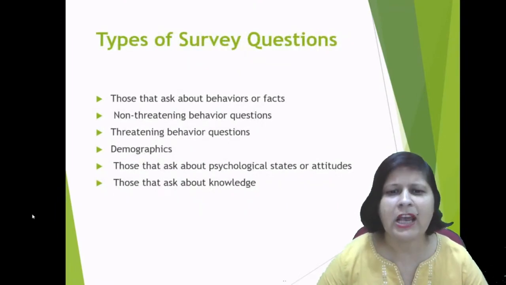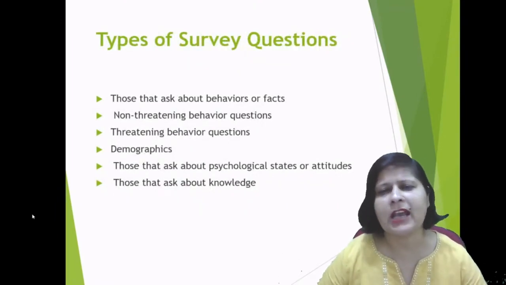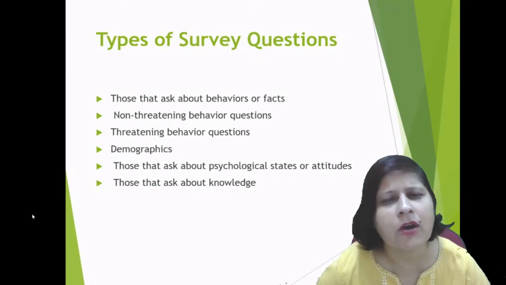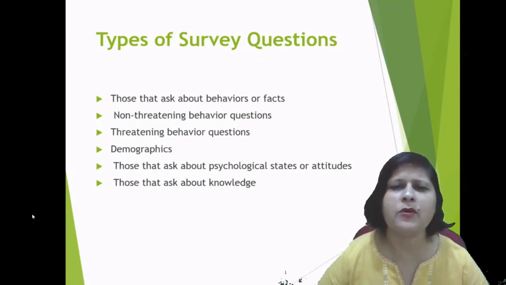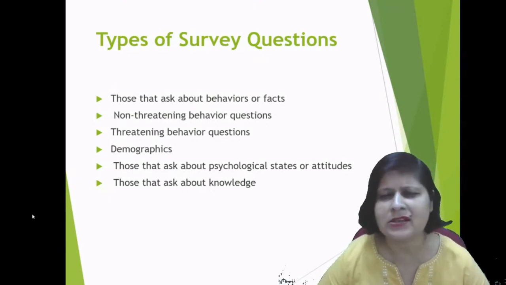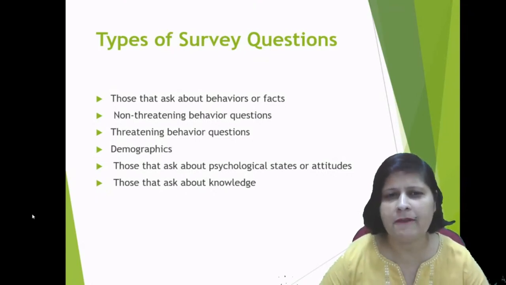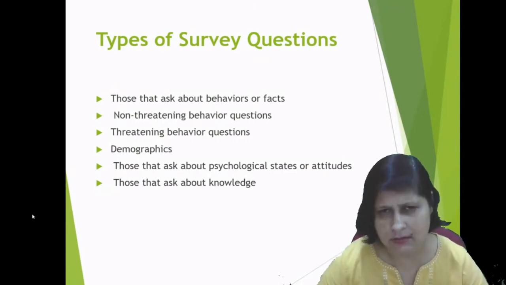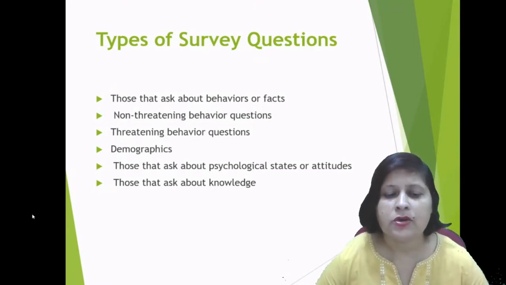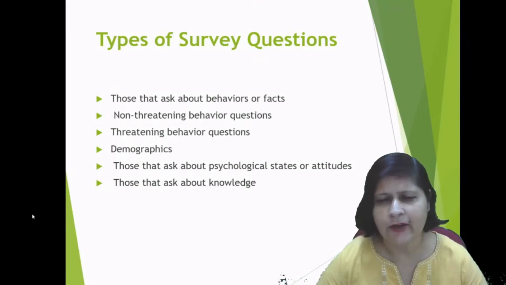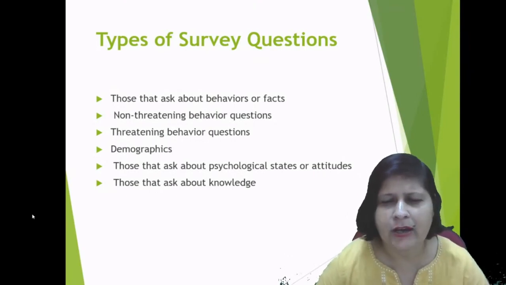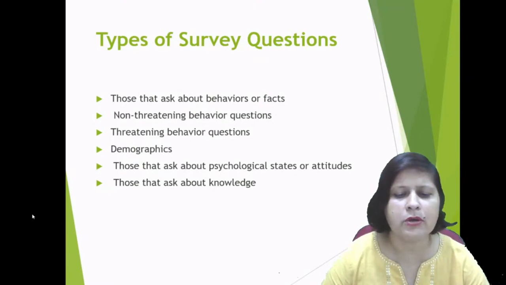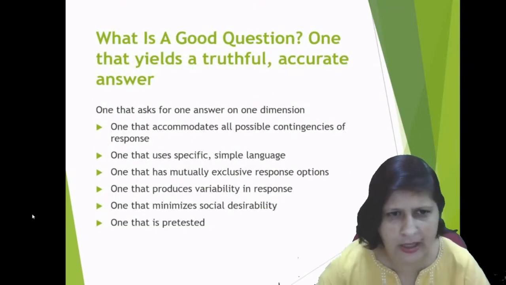Types of survey questions. What should be the types of the questions? Questions that ask about behaviors or facts: non-threatening behavior questions, threatening behavior questions, and demographics. If you want to collect data about demographics, questions should be related to demographics. Those that ask about a psychological state or attitude: if you want to measure the psychological state or attitude of someone, the question should be related to that. And if you want to know about knowledge, the question should be related to that.